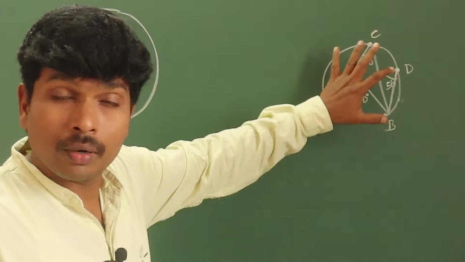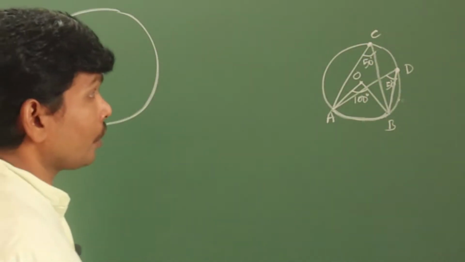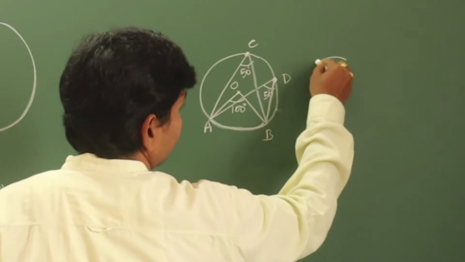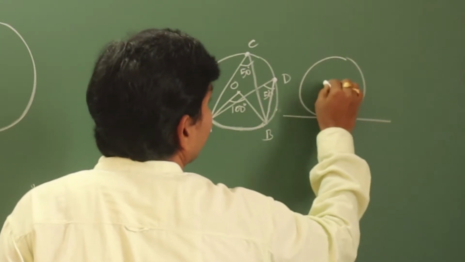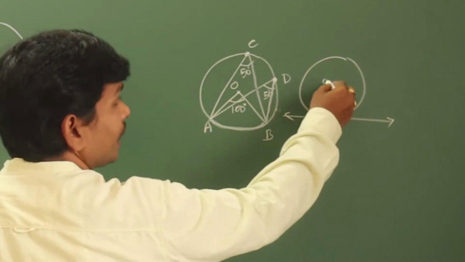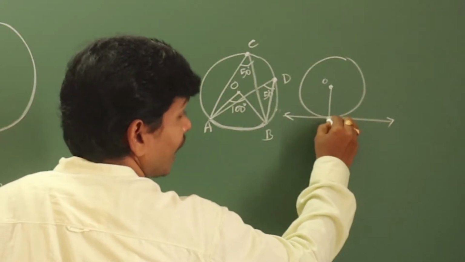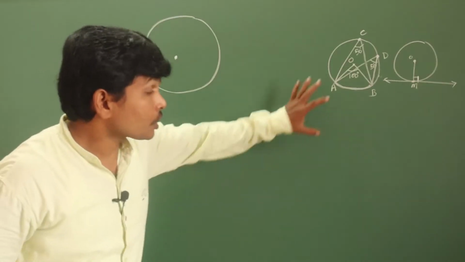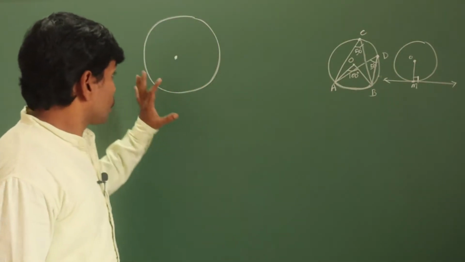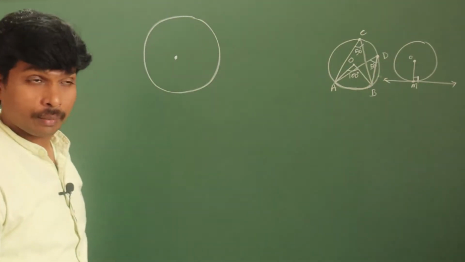This is helpful here. And one more thing, which we already discussed in the previous class. What is the angle between radius and tangent? The angle between radius and tangent at the point of contact is 90 degrees. These two things you must know to understand the proof of this theorem.